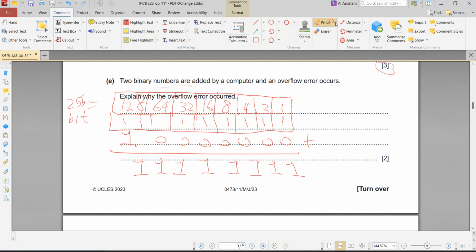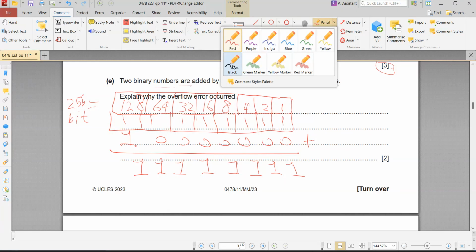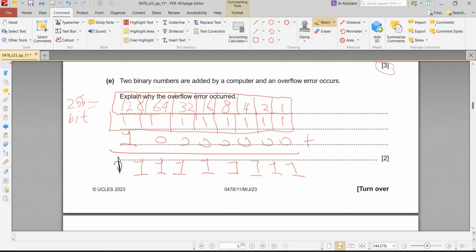And the last digit is 1 plus 1, which is 0 carrying 1. So the last digit is 0 carry 1. Excuse me. So if I count them, 1, 2, 3, 4, 5, 6, 7, 8, and we have a 9th here.